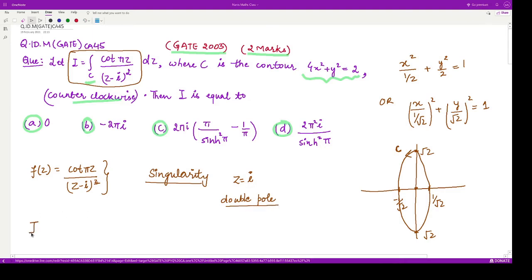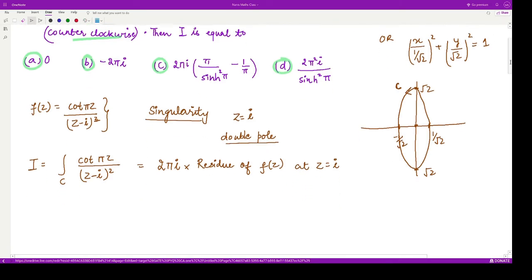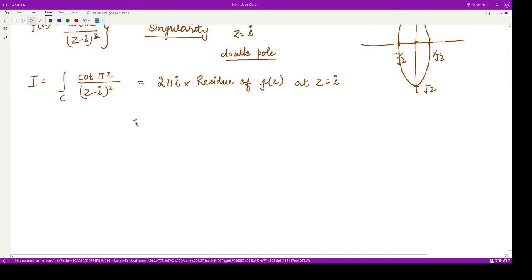In order to calculate this integral, which is defined over this closed contour C, of cot pi z divided by (z minus iota) whole square, we'll use the Residue theorem. That would be 2 pi iota multiplied by the sum of all the residues. So we'll be calculating the residue of this function f(z) at the point z equal to iota. We just have to evaluate this expression.